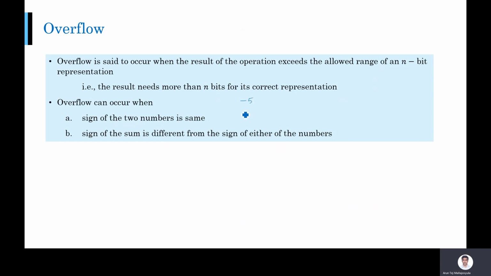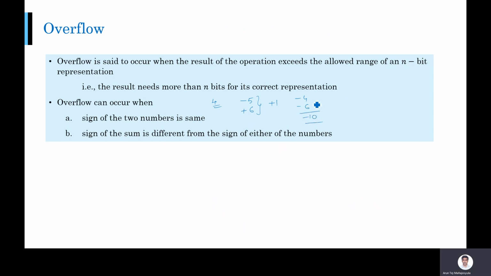If one is a negative number and another is a positive number, then when you're doing this addition, the result will be within the range only. I'm talking about 4-bit representation, so it will be within the range because the answer is +1. It is going to stay inside. When can you get overflow? When you have, let us say, -4 and -6.